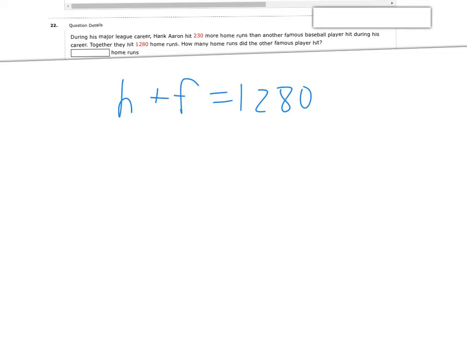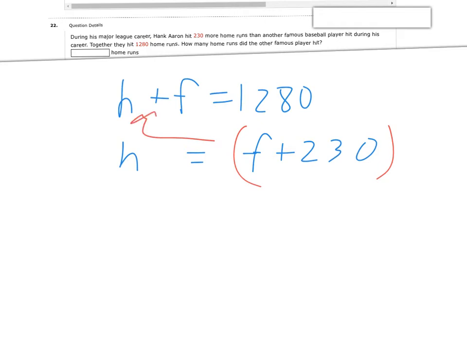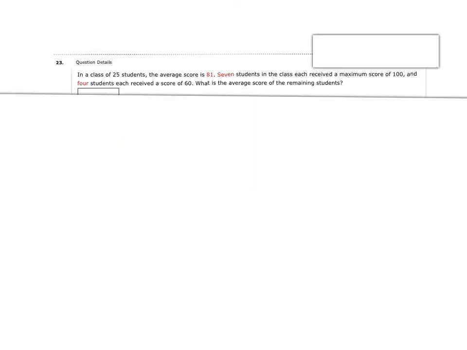All right, so then next up we have our comparison ones. We're going to compare Hank Aaron to the other baseball player. Now Hank Aaron hit more home runs. We're going to have to add 230 to this person to get to Hank Aaron's home run total. And so then we can do a little substitution here and swap that out for H and then solve it like that.